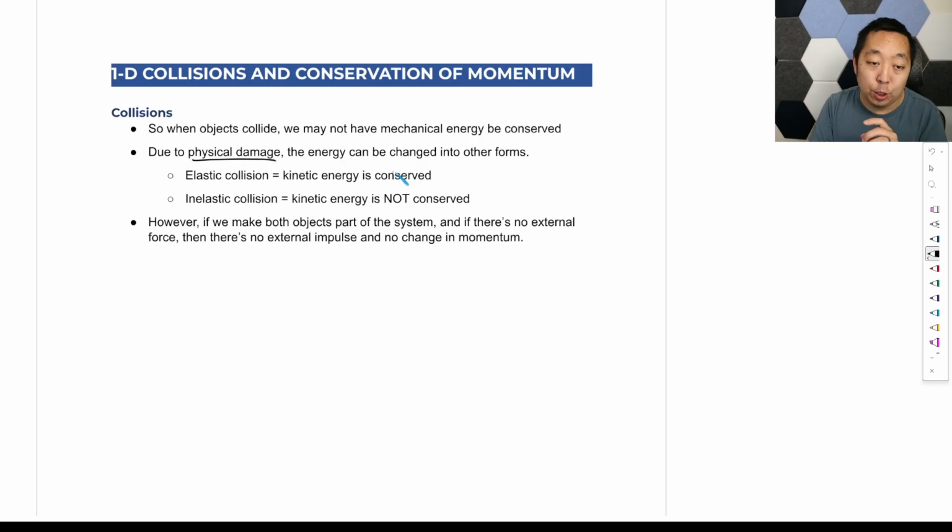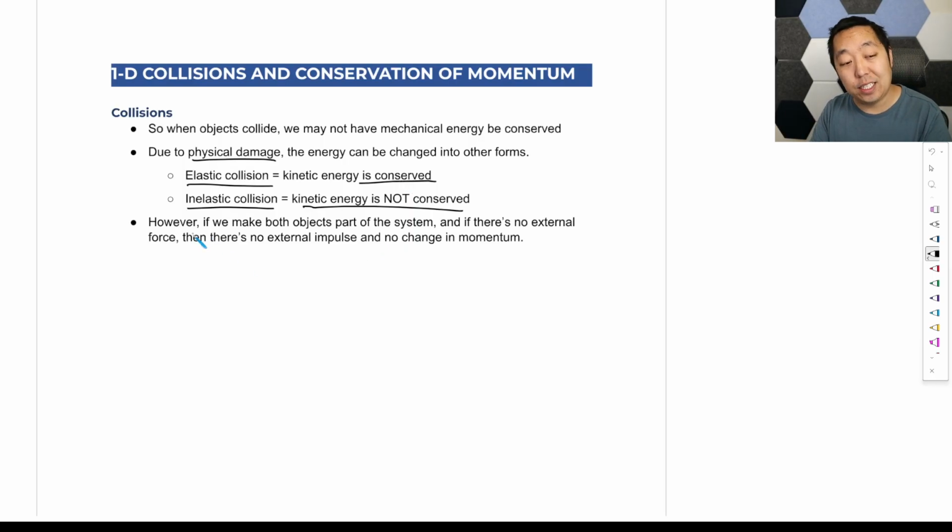forms. So there are two terms: one is an elastic collision, and one is an inelastic collision, and we'll talk more about that in the next lesson. But essentially, in an elastic collision, kinetic energy is conserved. In an inelastic collision, kinetic energy is not conserved. And we'll talk more about that a little bit later.